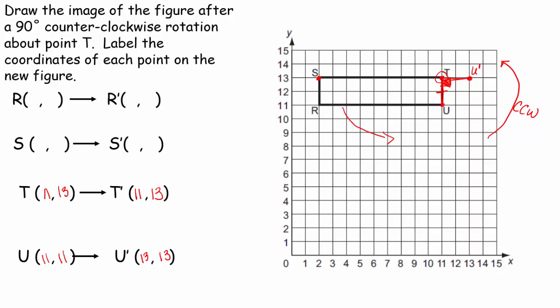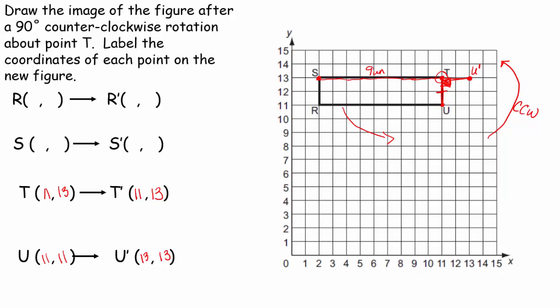Now let's take a look at S. S is located over here. I know I need to go in the direction of the counterclockwise, which is I'm going to the right. I hope I didn't say left before. I think I did. I'm moving it to the right, or counterclockwise. So let's take a look at how I'm going to do that. If I were to count how many units, 1, 2, 3, 4, 5, 6, 7, 8, 9, it takes 9 units to move from T to S.